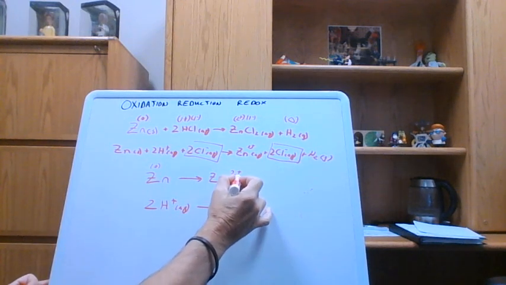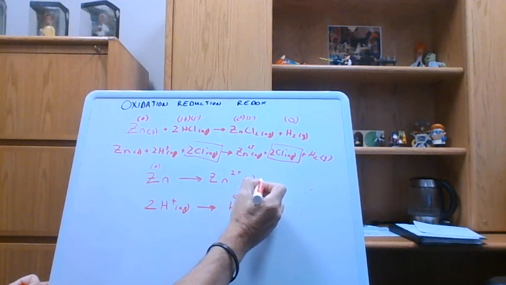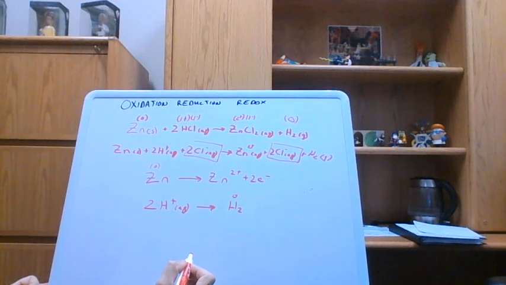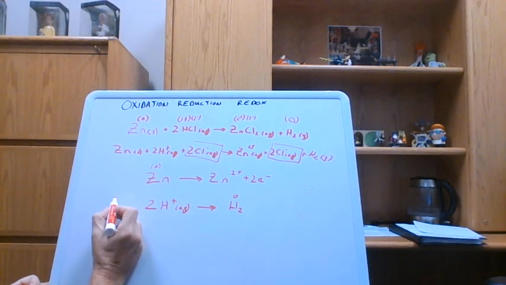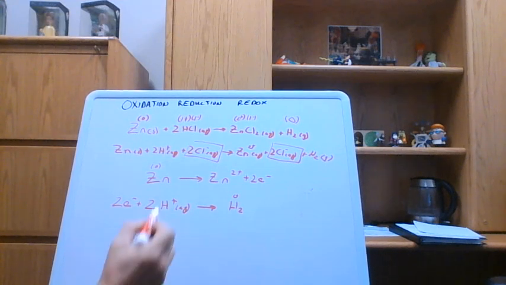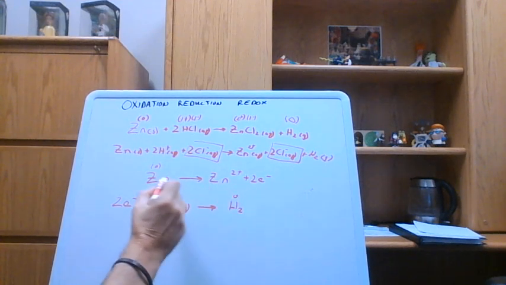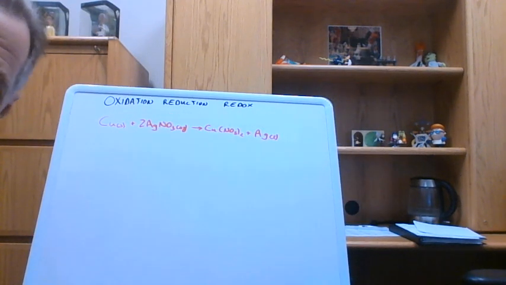Here we have a +2 charge on this side of our arrow. Here we have a 0, so we have to add two -1 charges, 2 electrons here. Here we have 2 +1 charges and a 0 charge, so we have to add two -1 charges here. So zinc is losing electrons. This is our oxidation, this is our reduction, and those are your balanced half reactions.